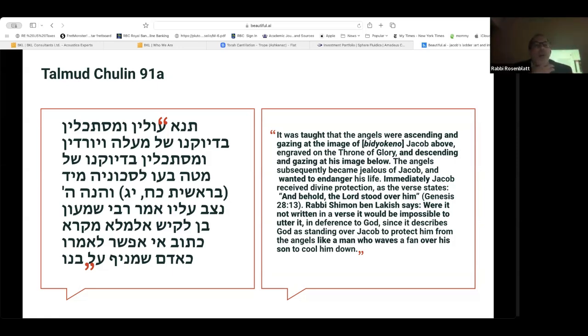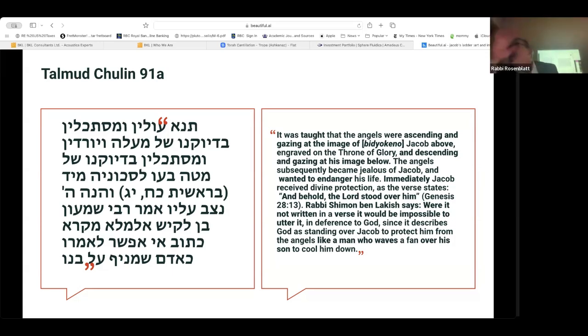Right? Amar Rabbi Shimon ben Lakish, ilmali mikra katuv i efshar le'omro. If the pasuk didn't say it, you couldn't say such a thing, right? Because God doesn't have physicality. Why would God do this? God has helpers to help him do this, like a man who fans his son, right?